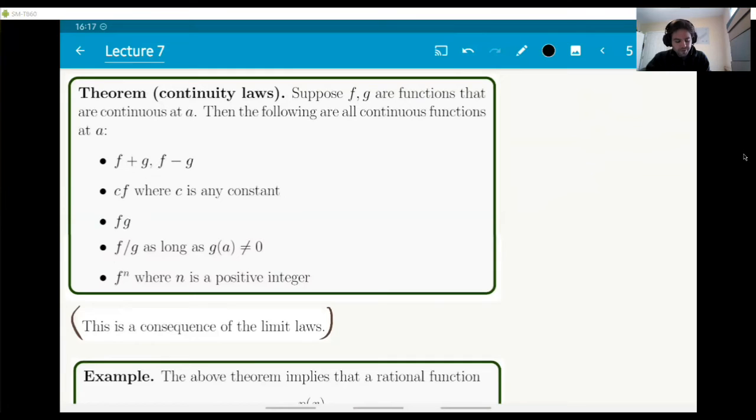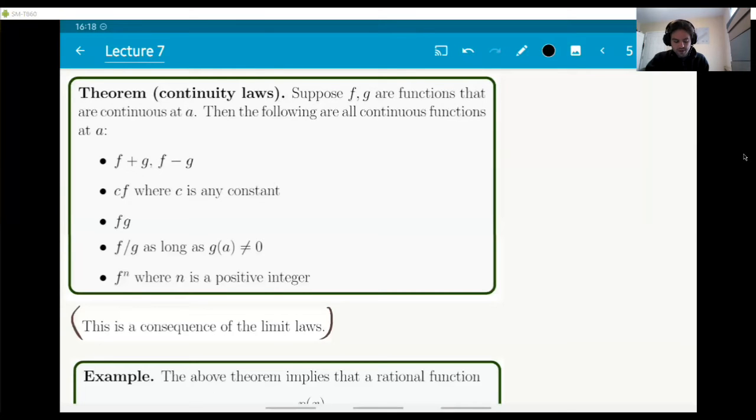Now quotients are going to be continuous as long as the denominator is not 0 at that point. And finally, raising to any positive integer power. We have to say positive here because if it's negative, f to the minus n, that means 1 over f to the n. So if you were allowing a negative exponent, then you have to worry again about whether f is 0 or not, because now it's a denominator. So I'm not even writing that in here as a theorem. Just wanted to mention these ones. All of this is a consequence of limit laws.